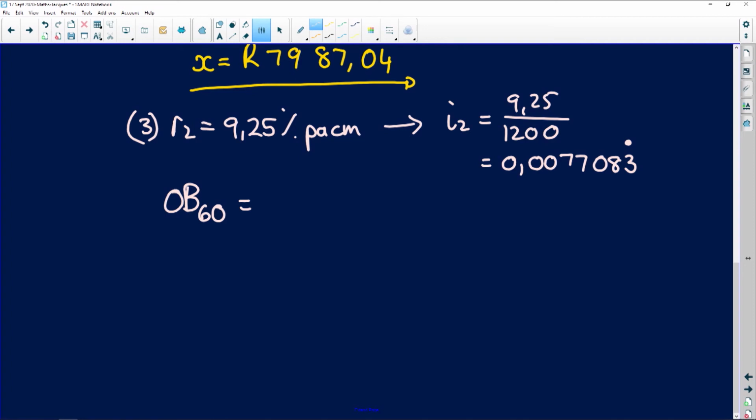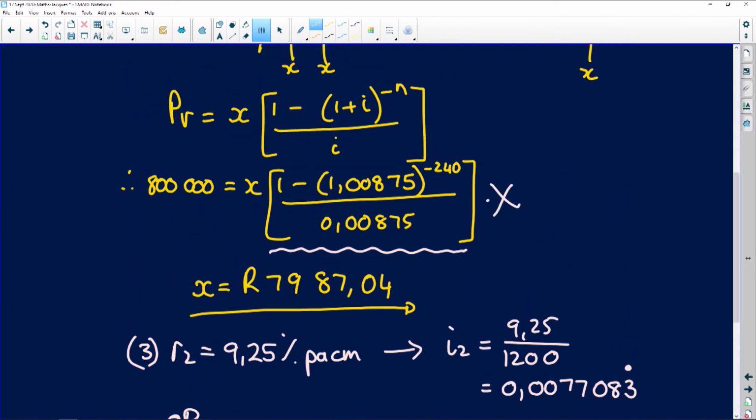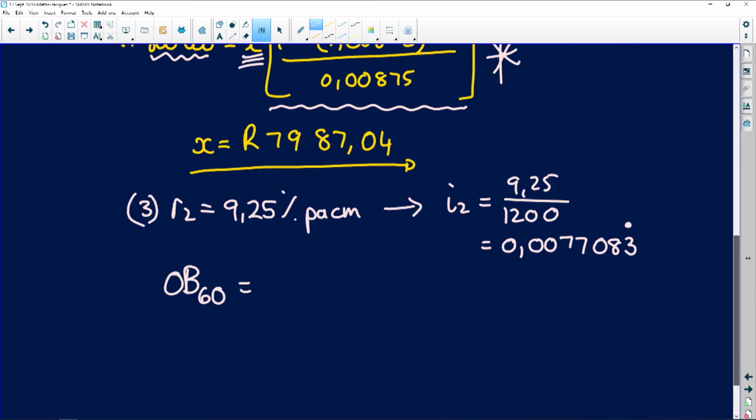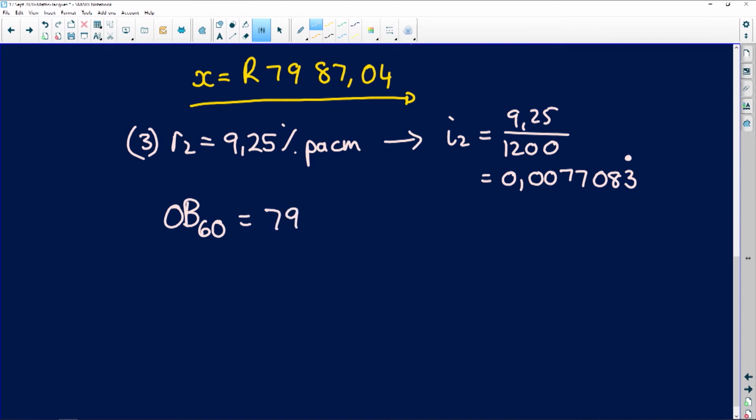Now what do the banks do? They take the interest away from those last 180 payments, bring everything to the point 60, and then reschedule the loan. So we know what we paid. The outstanding balance will then be, we're basically going to revisit this formula. So we say this is 7987.04. So we're working out the present value of all those payments that were still to be made. And that is important, folks.